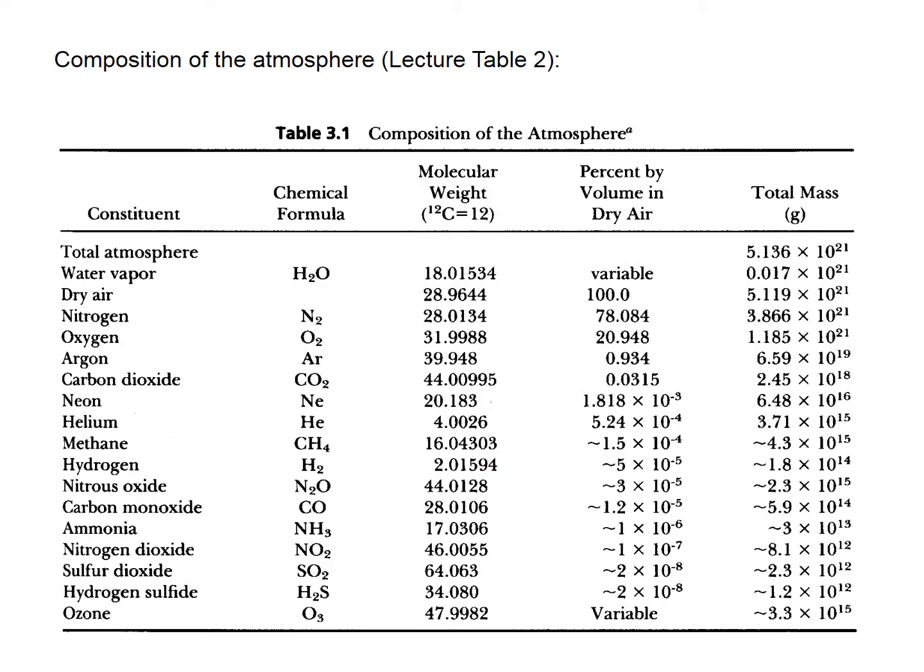I really don't expect you to read all of these things, but just to point out that the atmosphere is made up of a whole bunch of gases and water vapour, and it's mostly nitrogen and oxygen. But there are all these trace gases: carbon dioxide, neon, helium, methane, ammonia, nitrous oxide, sulfur dioxide, things like that. They're all present in the atmosphere, but at super low concentrations, so their total masses are many orders of magnitude less than the major gases.